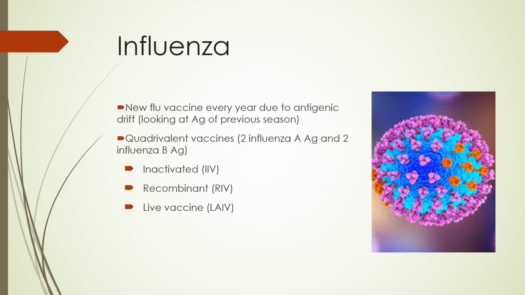The next vaccine we're going to talk about is for influenza. There's a new flu vaccine every year due to antigenic drift. They check the previous season of antigen to see if they can guess the next strain that's going to be prominent within the United States. There are a few different types of vaccines: the inactivated, recombinant, and live vaccine. Each different vaccine will contain a few different strains of the flu.